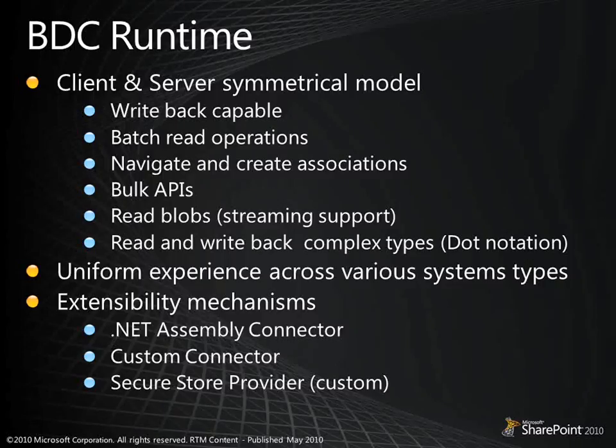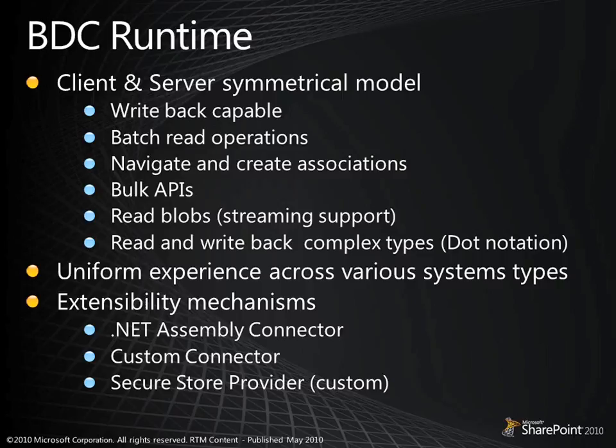We now support reading blobs of data from the back-end system. And if that system supports streaming, we can then stream blobs of information through the BCS. We now have read and write capability for complex data types. So let's explain what we mean by complex types. Let's suppose we have a legacy type, which is an address. .NET does not have an address type, but it has strings and integers.